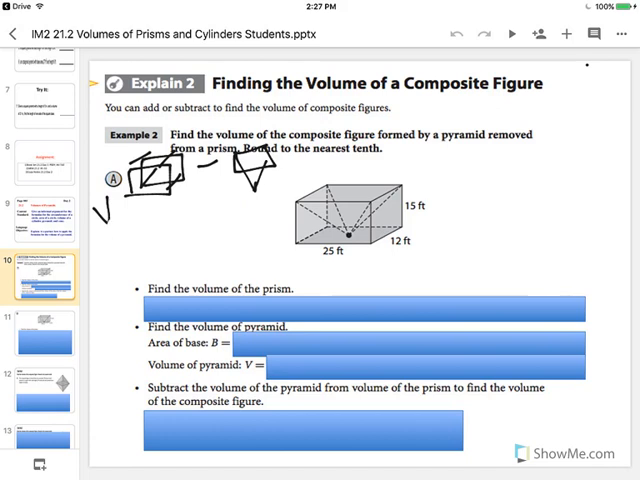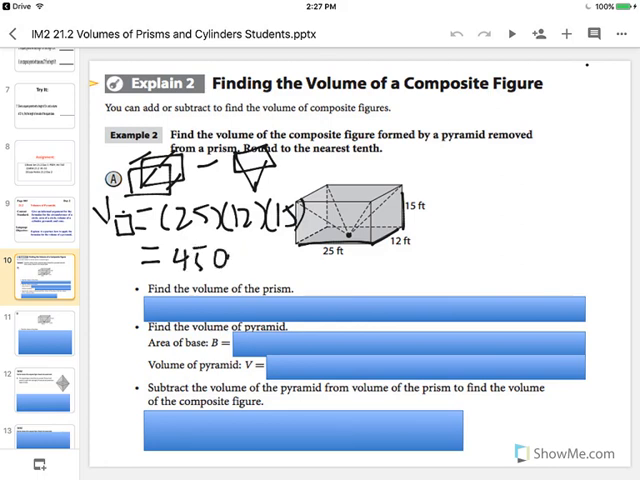Let me draw the prism. So we have this part here, length times width times height. This gives us 25 times 12 times 15, which gives 4,500 square feet. Now find the volume of our pyramid.